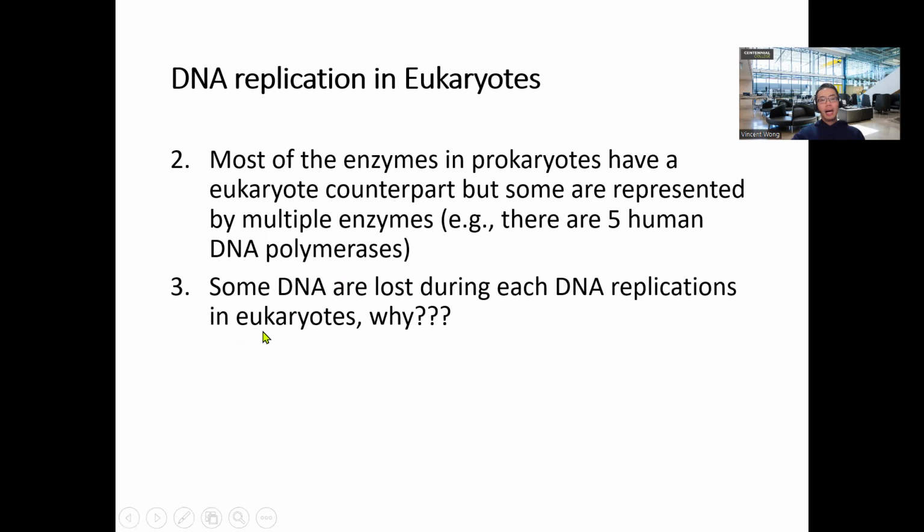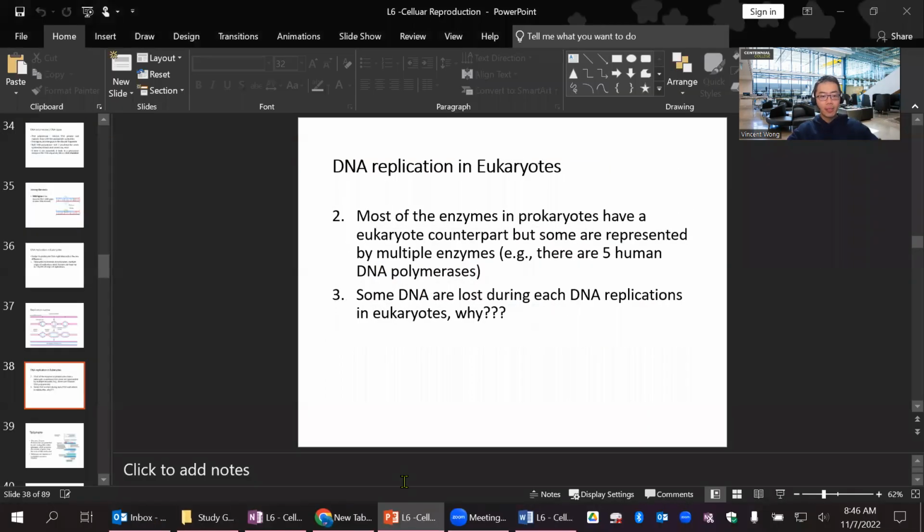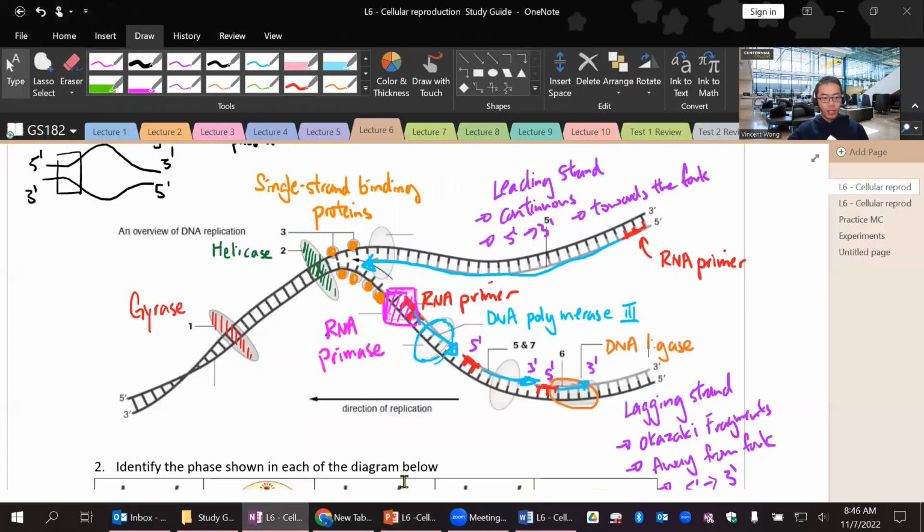And this last point is an important point. Some DNA is lost during each DNA replication in eukaryotes. This doesn't happen in E. coli. This doesn't happen in bacterium, in prokaryotic cells. It's only eukaryotic cells that have linear chromosomes that would experience a loss of some DNA every time they divide. So I'm going to explain to you why that happens. Sorry, just give me a second.